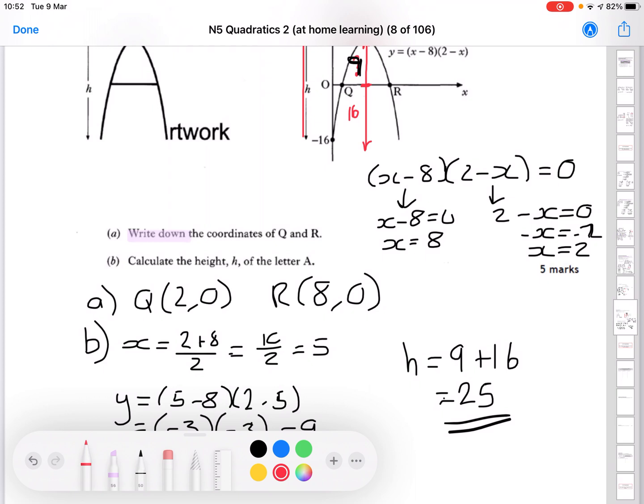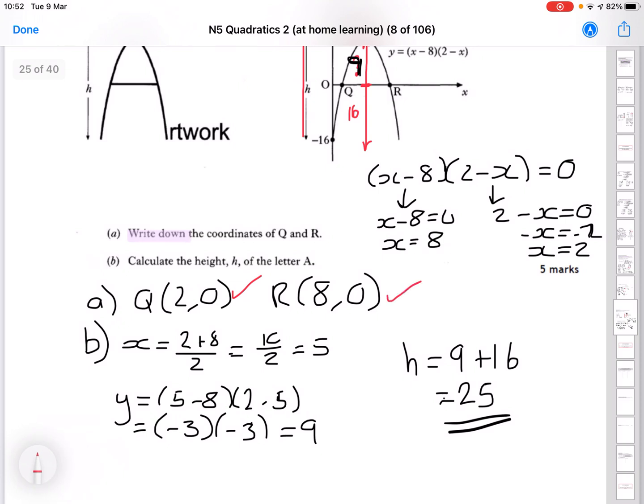So your marks here, in part A, we get 1 mark for each of these coordinates being correct. So finding your roots and deciding which is which, you get 1 mark for each. We get 1 mark for finding our turning point 5, 9. We then get 1 mark for knowing that we're adding the 9 onto the 16, and then 1 for your final answer. So 5 marks there.